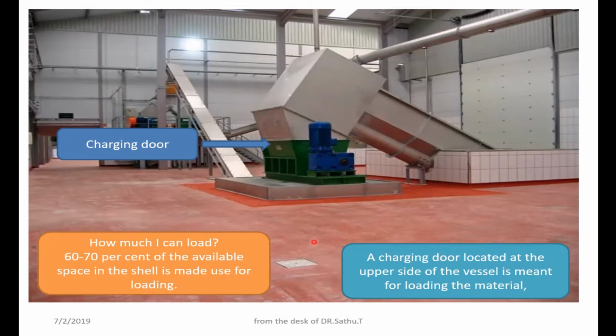So it depends. Normally, what I advise is that you can use up to 60 to 70% of the available space in the shell or the cooker for loading. If you take feathers, you cannot charge more because they will occupy more space. For example, the rendering machine we have has a capacity of 1,500 liters. In that, if you take only feathers, we put around 600 to 640 kgs of feathers.